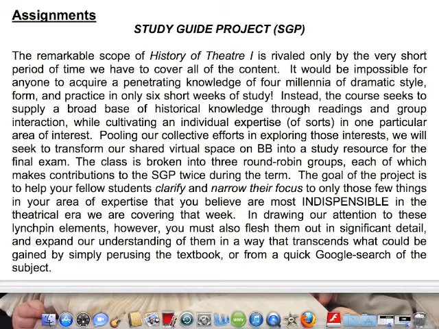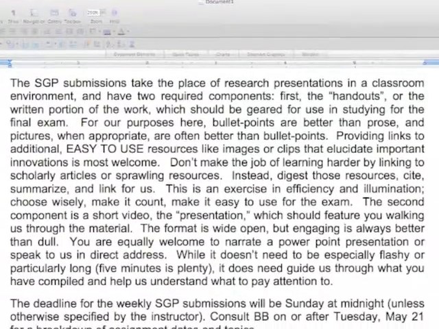You draw our attention to these linchpin elements by fleshing them out in significant detail and expanding our understanding of them in a way that transcends what we could get by reading the textbook or by Googling the subject quickly. Okay? These submissions take the place of a research presentation in a regular classroom, and they have 2 components, 2 requirements. First, you need to have handouts, right? The written portion of the work, which should be geared for use in studying for the final exam.